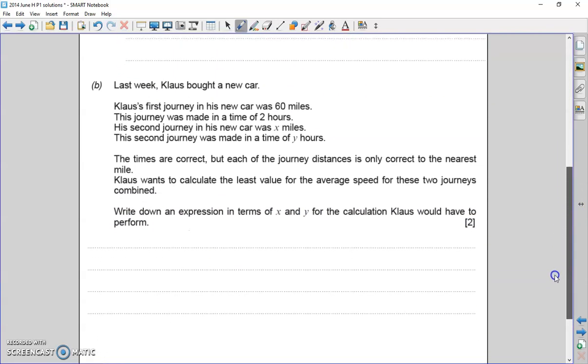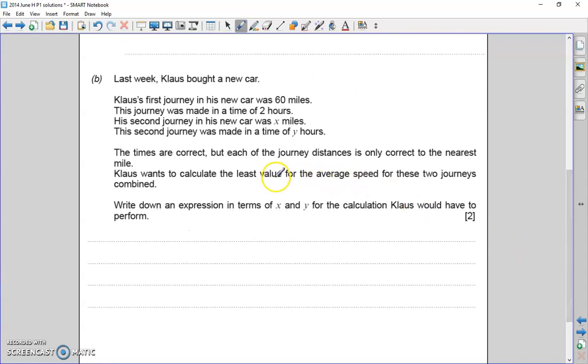Okay, for the second part of this question, Klaus bought a new car. He did 60 miles in 2 hours. He did X miles in Y hours. The times are fine, so nothing wrong with the times. You can leave the times alone. That's fine. The distances is to the nearest mile. Nearest mile means add a half or take away a half. And it says to calculate the least value for the average speed for the 2 journeys combined. Again, speed equals distance over time, but because he did 2 journeys, it'll need to be the combination of both journeys, the total distance and the total time.